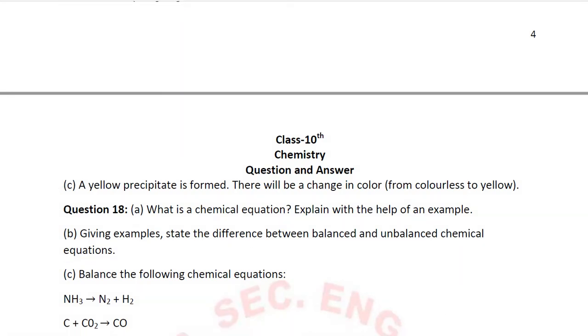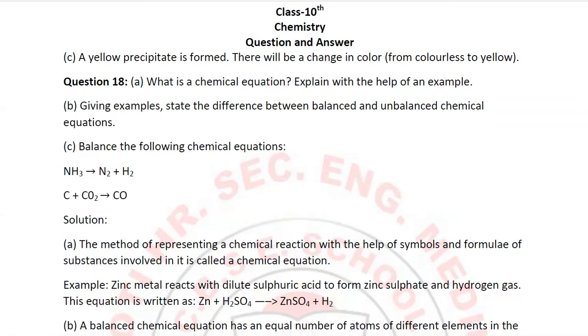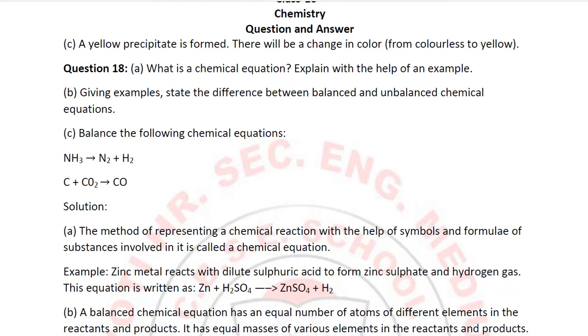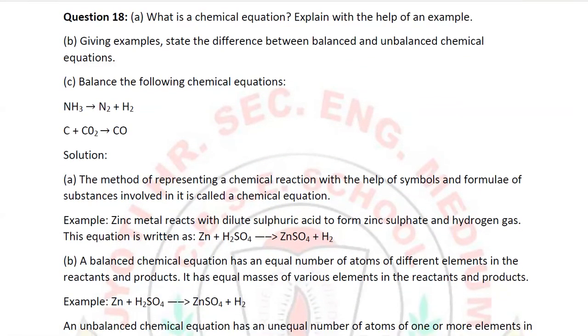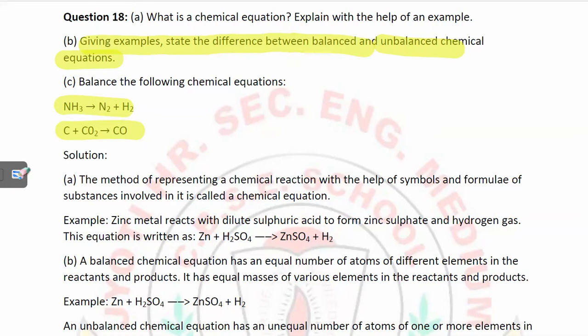What is a chemical equation? Explain with the help of an example. We have to explain with the help of an example what a chemical equation is. Next, give an example. State the difference between a chemically balanced and a chemically unbalanced equation, and also balance the given two equations. So first question, what is a chemical equation?